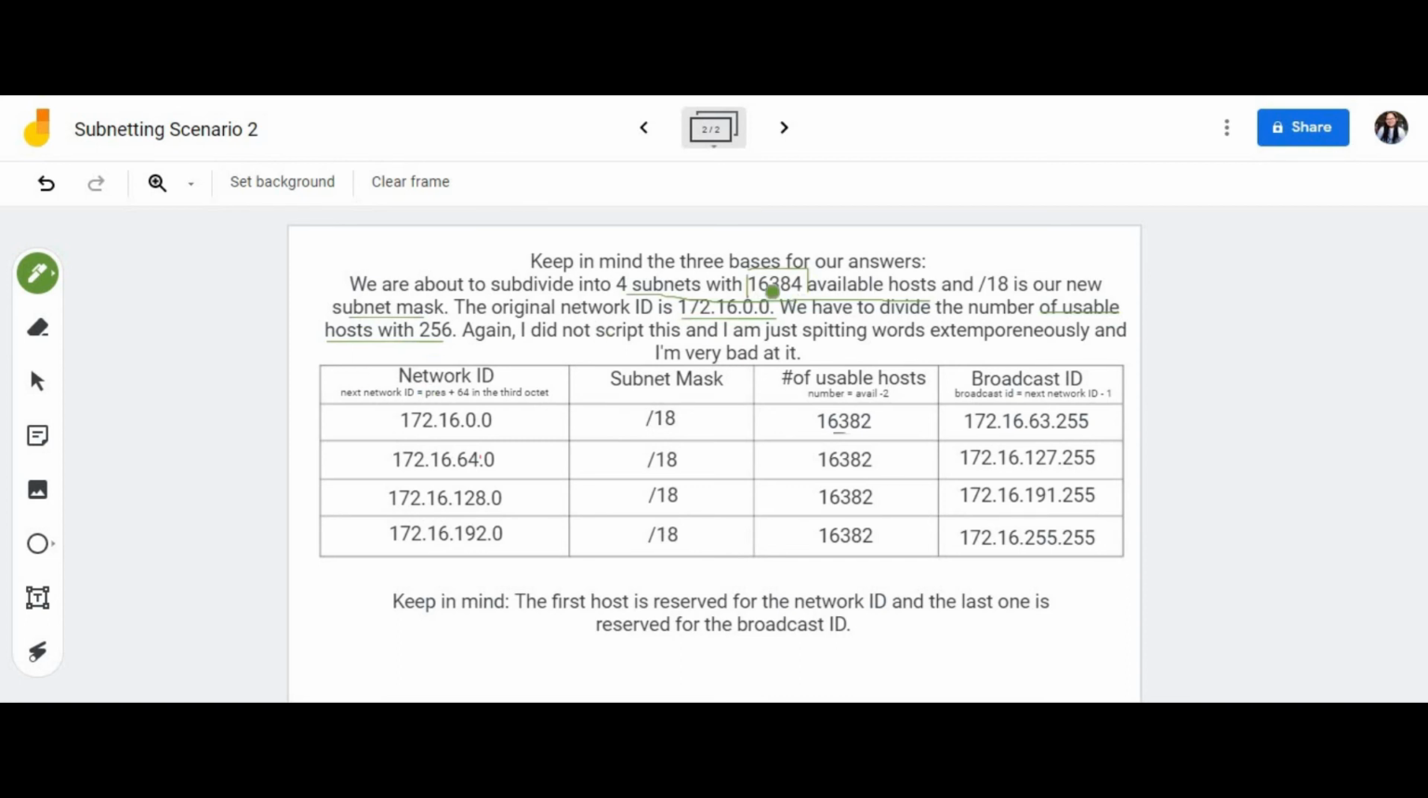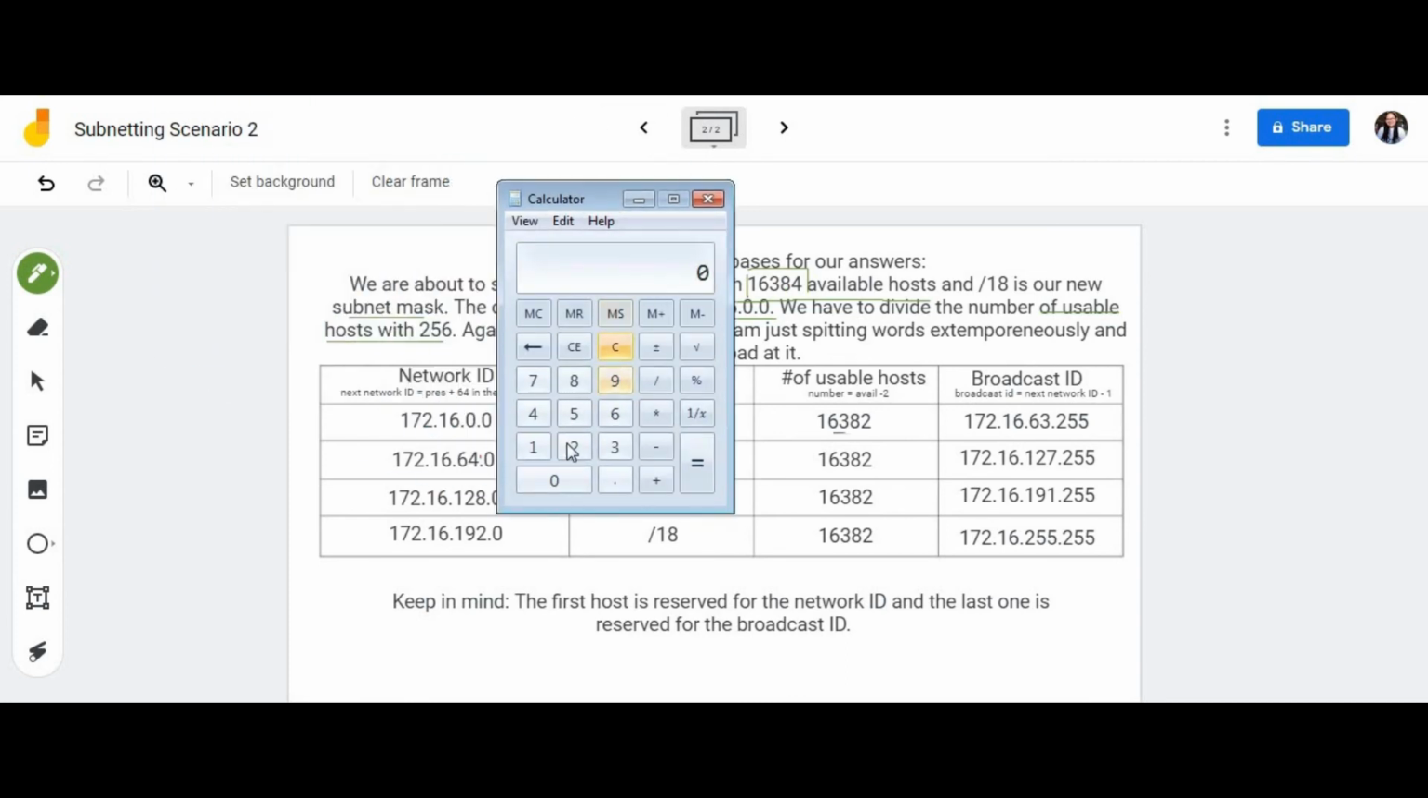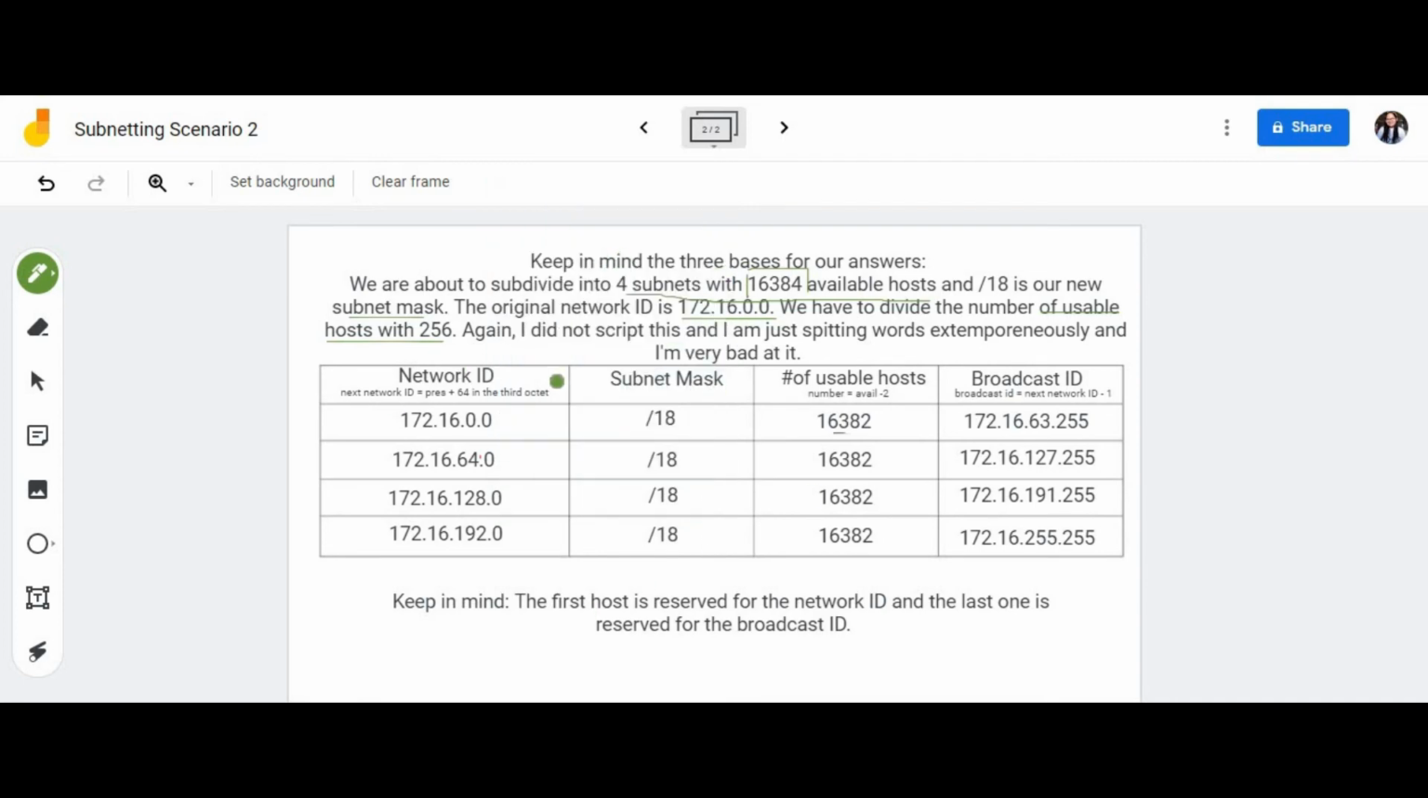So 16,384, if you divide it, we have our calculator in case you don't trust me. Basically you just divide it by 256 and the answer is 64. So 64 will be added now in the third octet to actually get the next network ID.